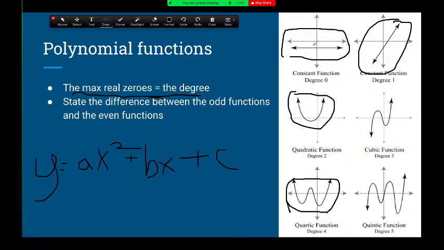If you see here, the degree is 0, and so there are 0 zeros. Over here at degree 1, there's only one real zero, and over here at degree 2, or quadratic functions, there can be 2 real zeros, and so on and so on. It goes on forever.